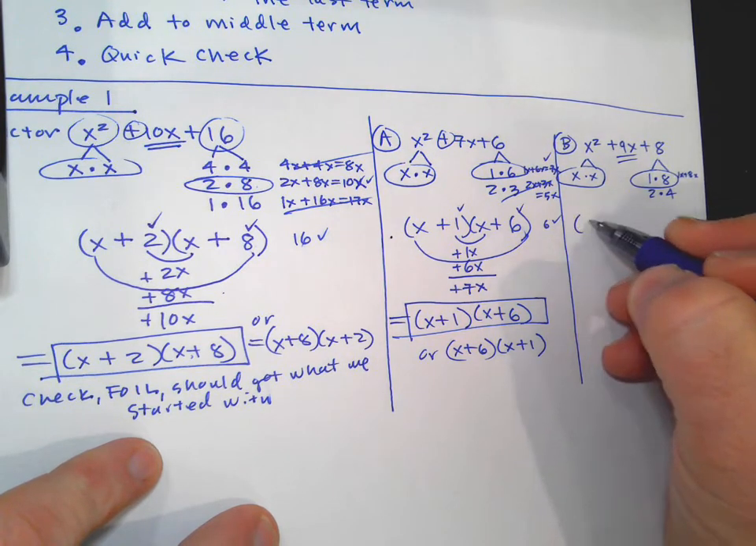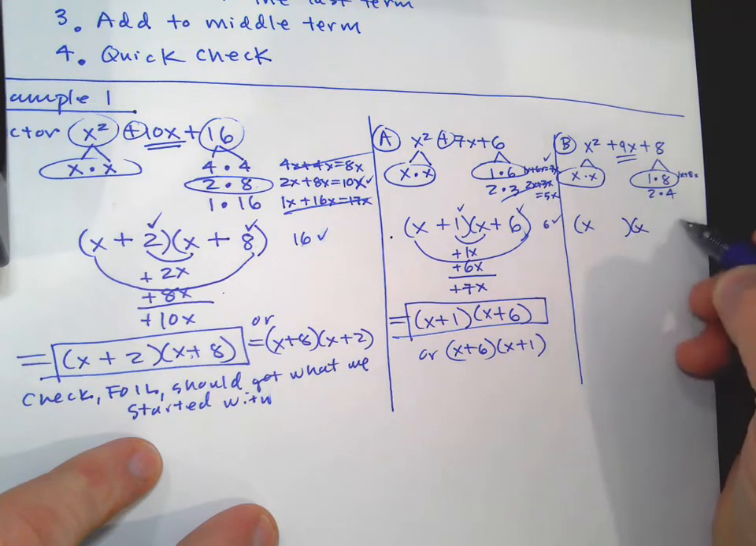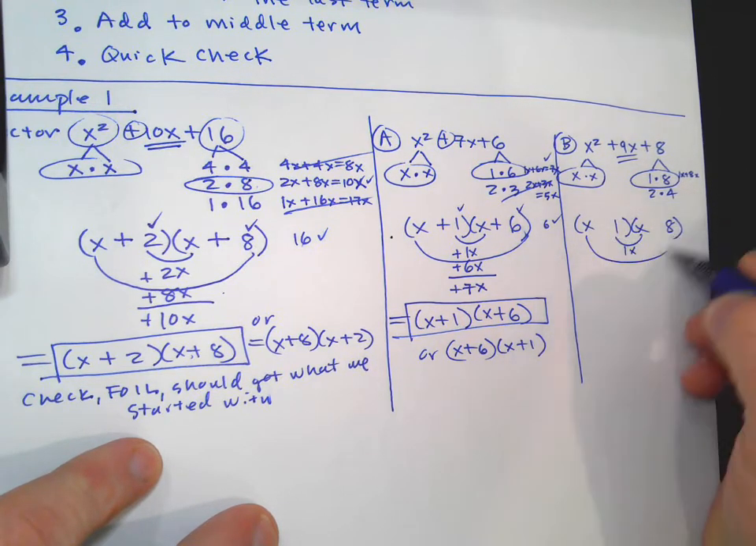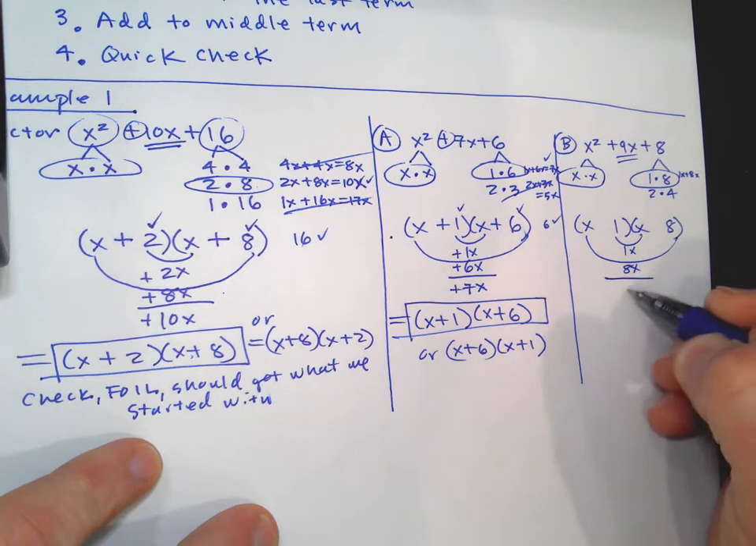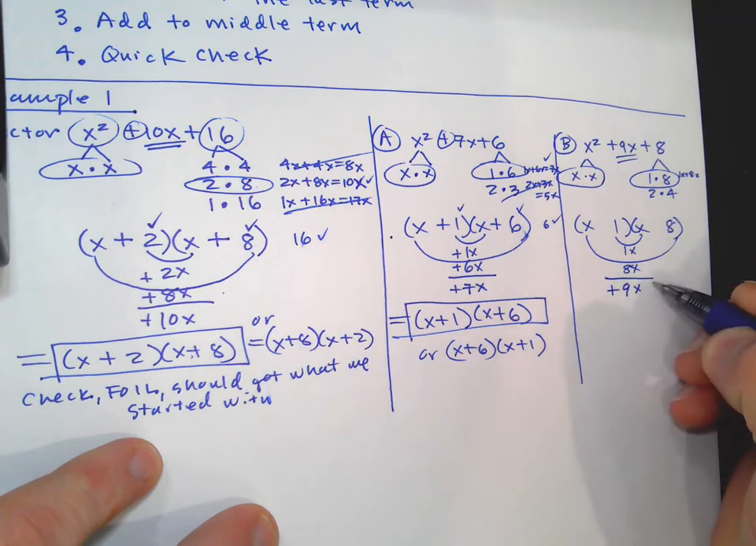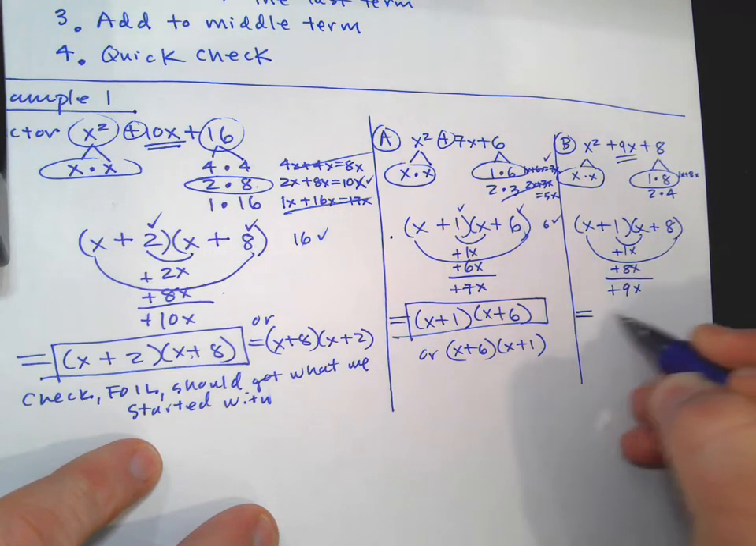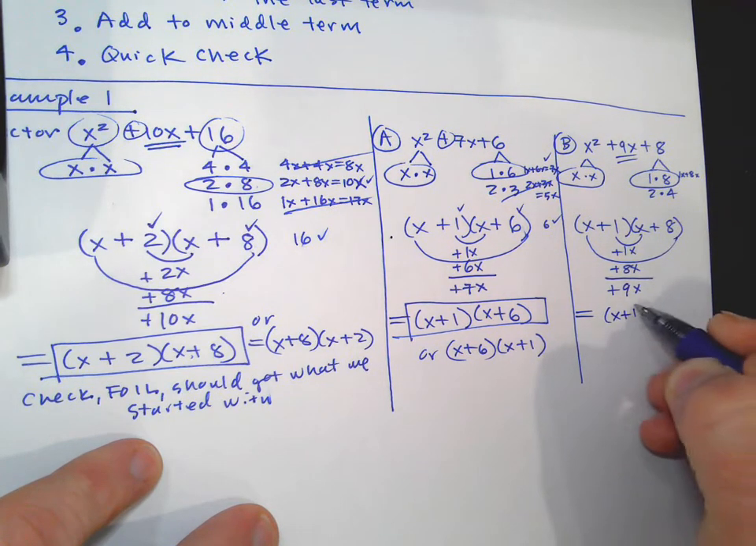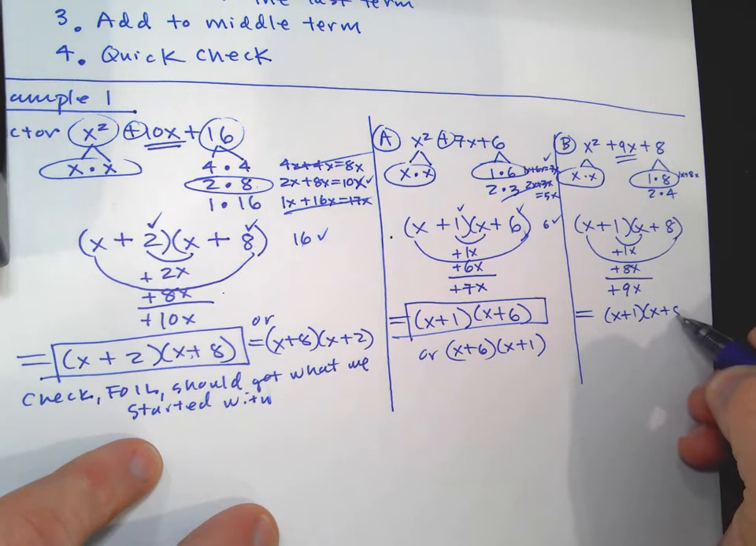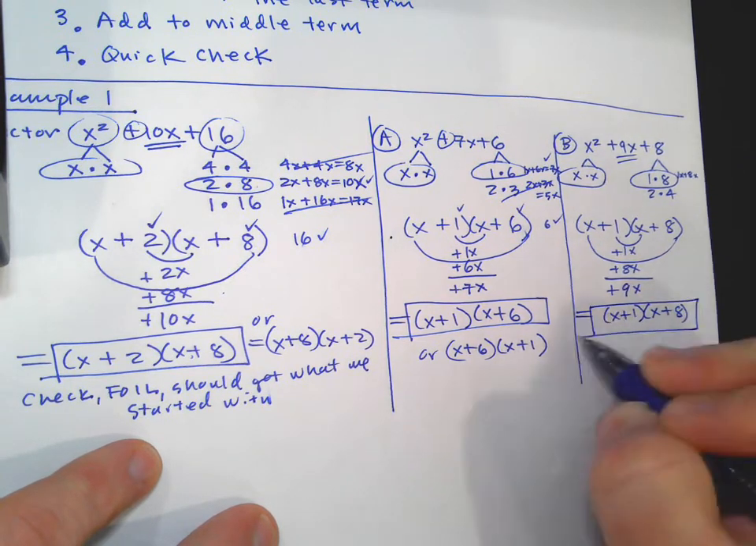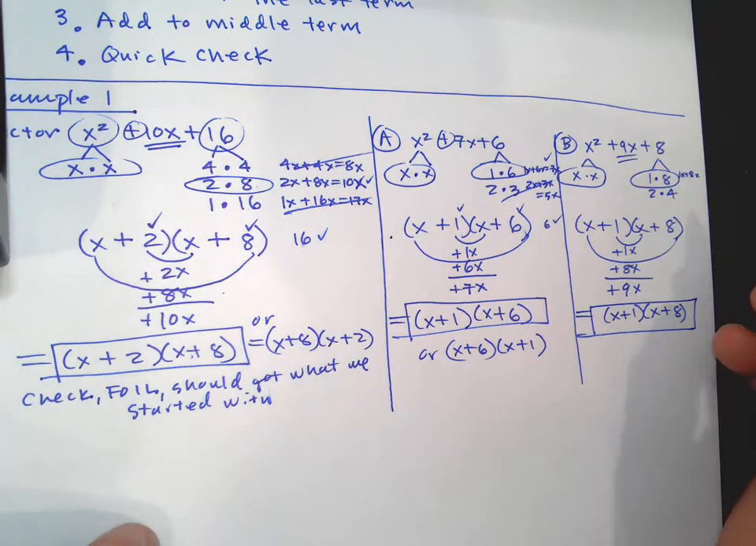So we're going to rewrite it. x, 1 and 8. This is going to be 1x. That's going to be 8x. And we need it to add up to positive 9x, which means they both have to be positive. So we put positives there. So your final answer is x plus 1, x plus 8, or the other way around.